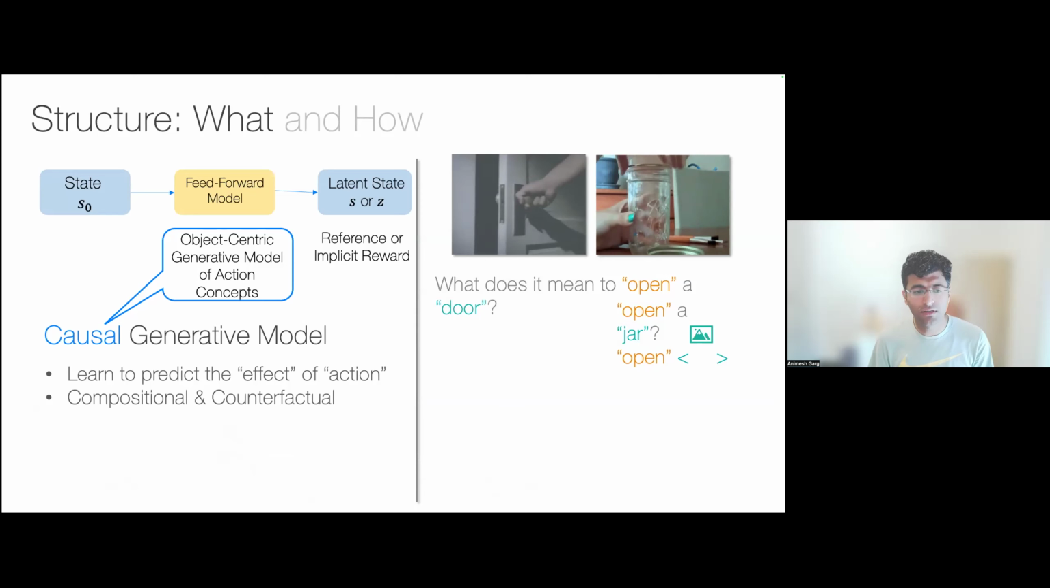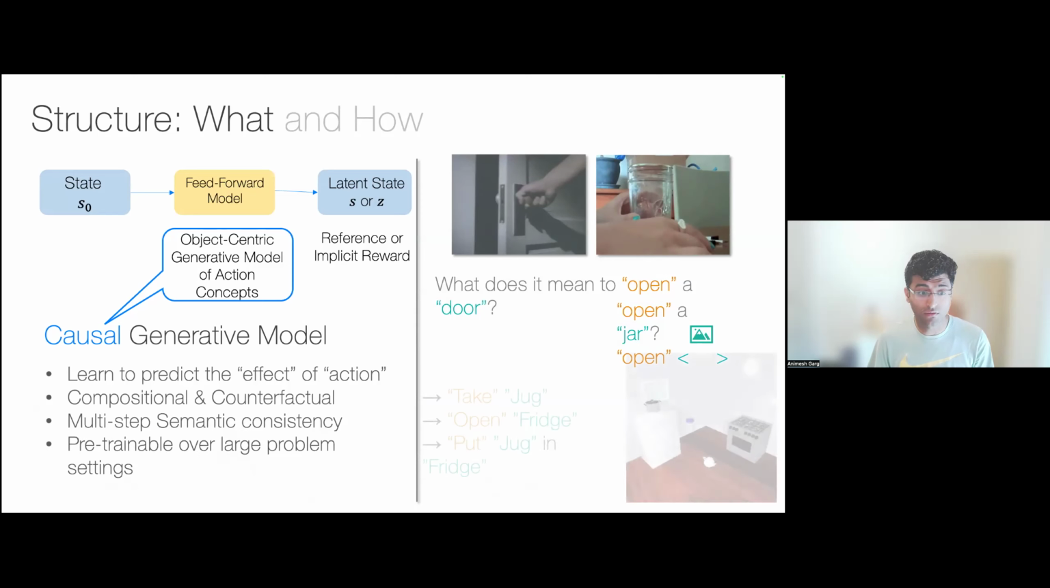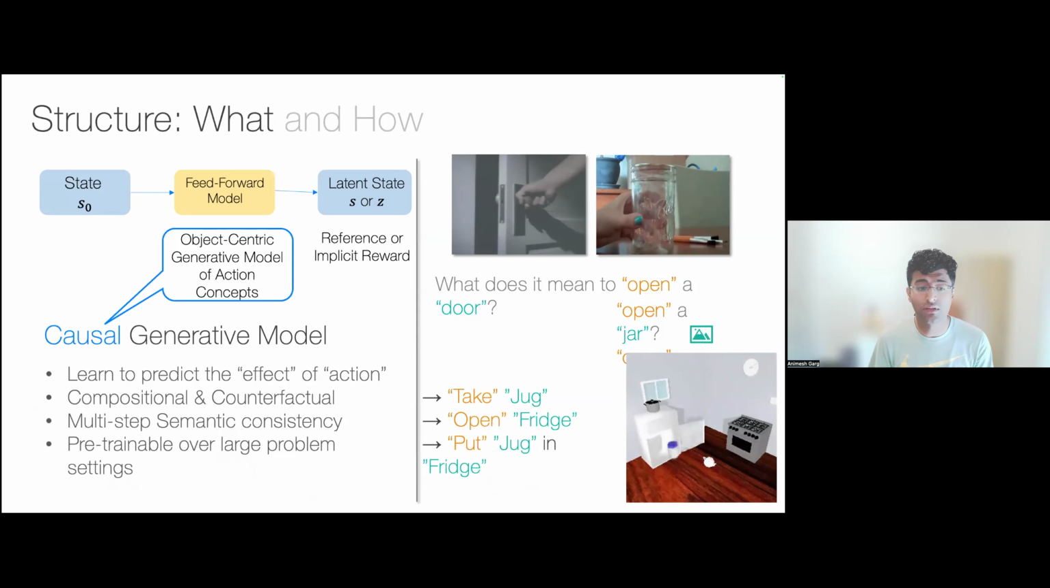And you ideally want this model to be compositional, counterfactual. You want to ensure that it preserves multi-step semantic consistency. And even better, it is pre-trainable over a large problem setting, so that we can effectively build a foundation model.